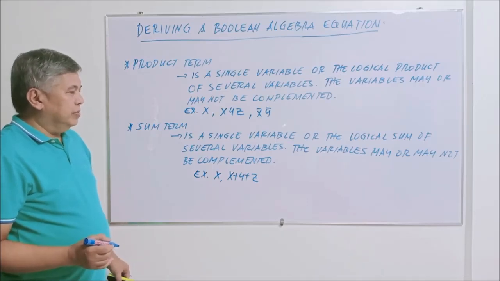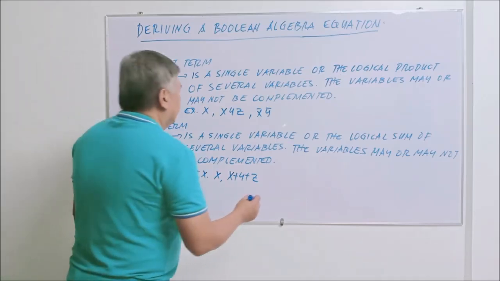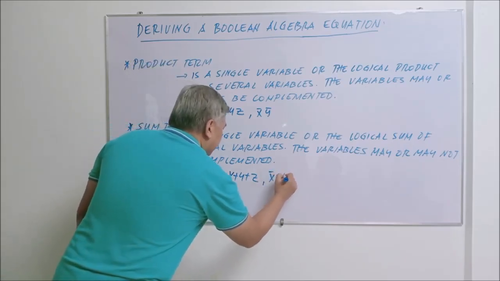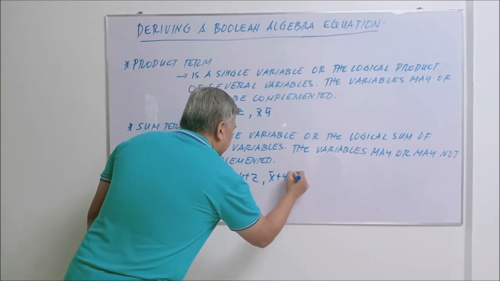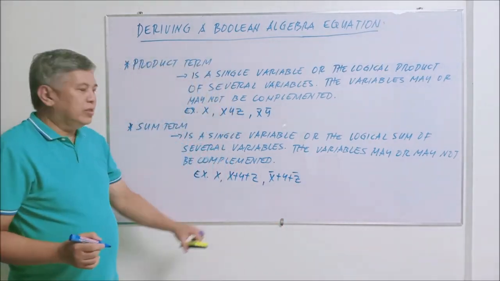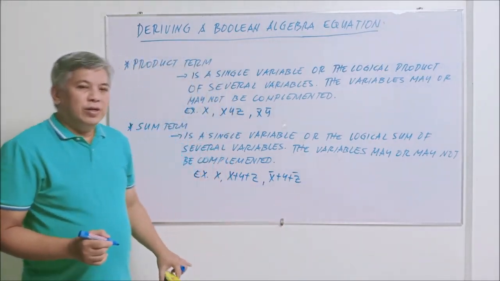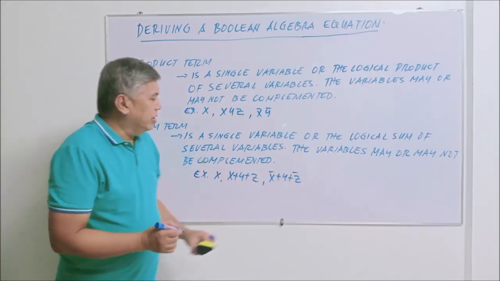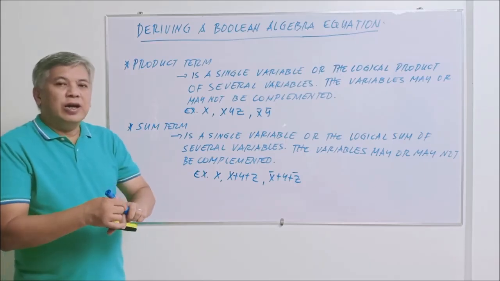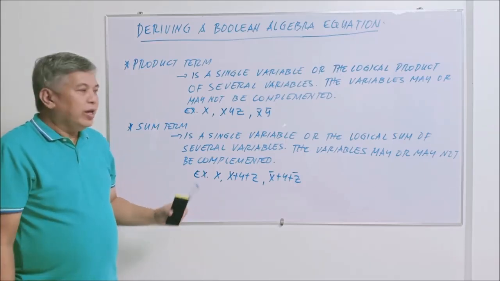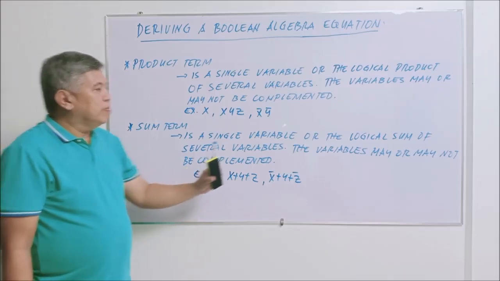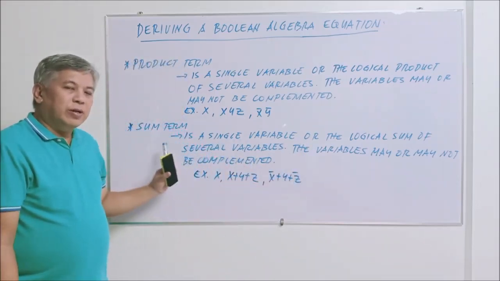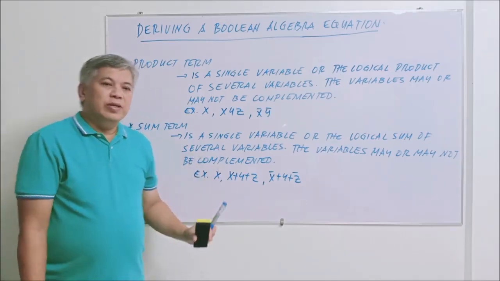Okay? Then, another example is x bar plus y plus z bar. This is again another example of a sum term. So if you notice, x and z are complemented. So again, the variables in the sum term may or may not be complemented.